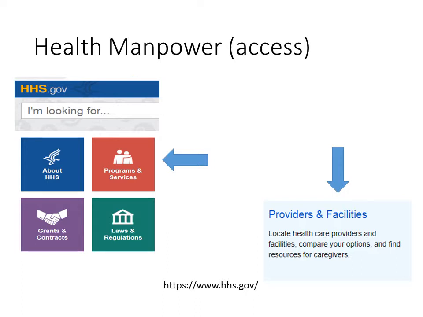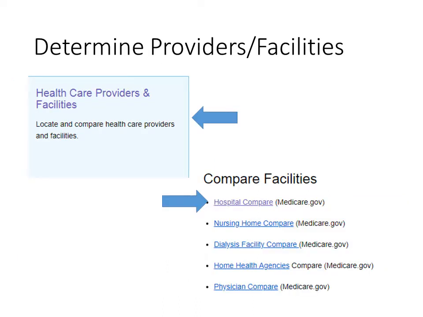When you click on there, you're going to see an image that looks like this, and you're going to click on Programs and Services, and then you're going to look at Providers and Facilities. Then in order to determine the providers and facilities in your community, you're going to click on an additional link at the top that says Healthcare Providers and Facilities. And there's a spot where you can compare facilities.